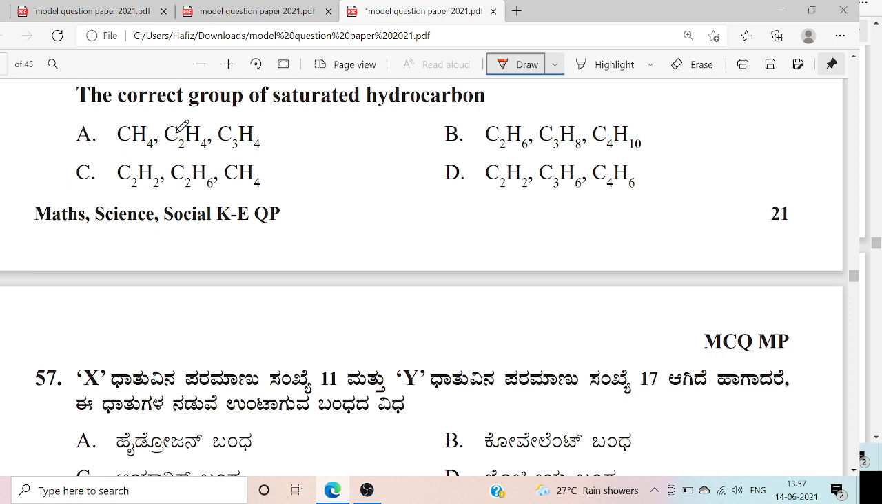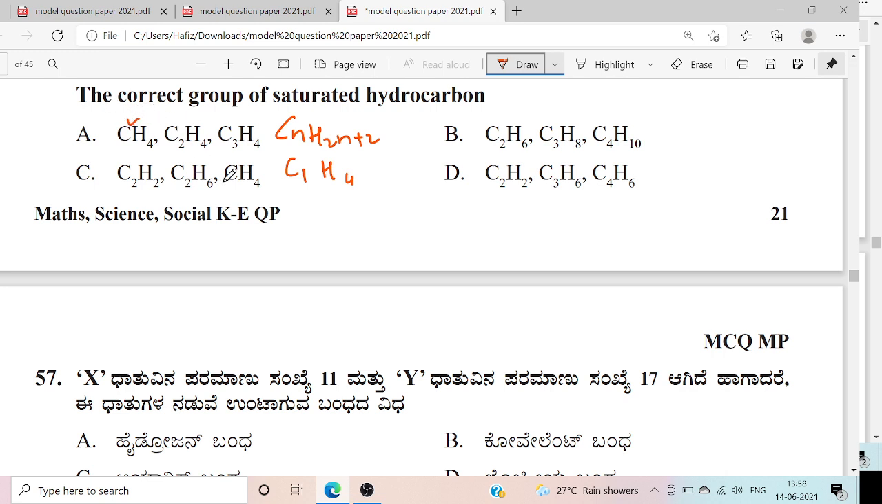Next question you could see here, which is on your screen: the correct group of saturated hydrocarbons. See, saturated hydrocarbons are nothing but the alkanes with the general formula CnH2n+2. So which of these options will fit that? That will be the correct one. If I try with the first option, in this general formula, n stands for the number of carbon atoms. So here how many carbon atoms are there? 1. So if I place 1 in place of n, then 2 ones are 2, plus 2 is 4, means this is correct.